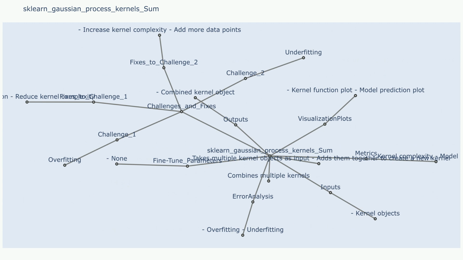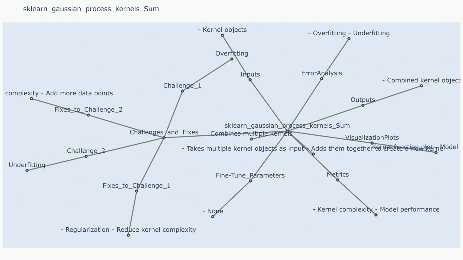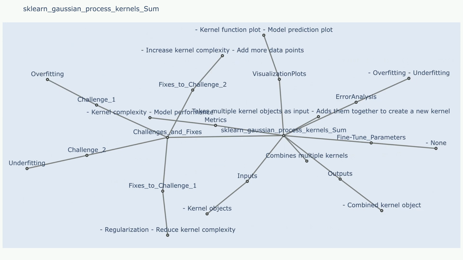Outputs: Output 1, the sum kernel. This is a combined kernel object that represents the sum of the individual kernels. The resultant combined kernel. Output 2, covariance matrix. The sum kernel, when applied to data, generates a covariance matrix that reflects the combined effects of the individual kernels. The matrix representing the covariances between points, as calculated by the combined kernel.